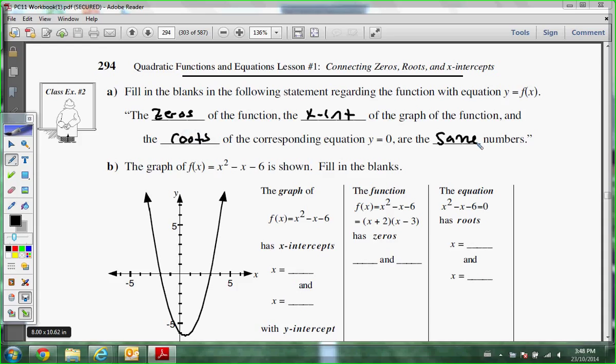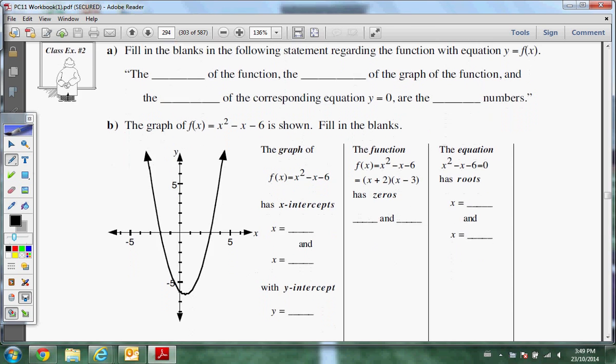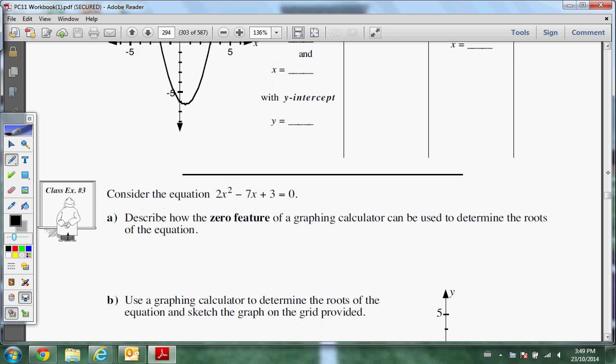Okay, and so then this graph here is just the same one we were just doing. So your x-intercepts are negative 2 and 3. Your zeros are negative 2 and 3. And your roots are negative 2 and 3. This is just trying to hammer home, when you're reading a test, if it says find the roots, that means find the zeros. What's your y-intercept? Negative 6, right? Good. Okay.